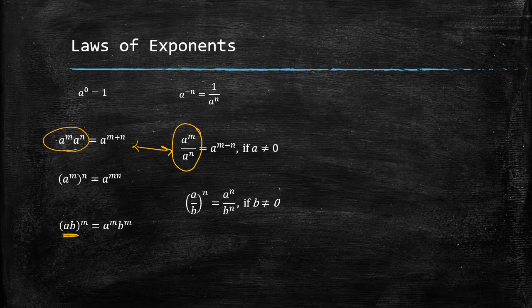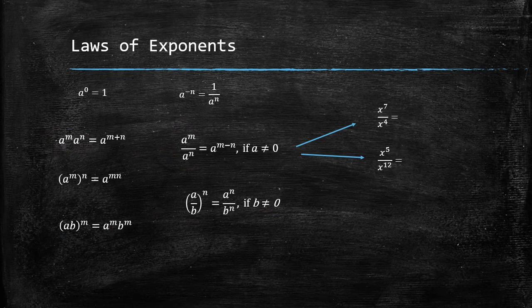If a times b is being raised to the mth power, we apply that exponent to both the a and the b. Similarly, if a divided by b is raised to the nth power, both the a in the numerator and the b in the denominator are raised to that nth power. So we apply the exponent to both. Okay, we can't divide by 0, so that's why we have a is not equal to 0 and b not equal to 0 in this case.